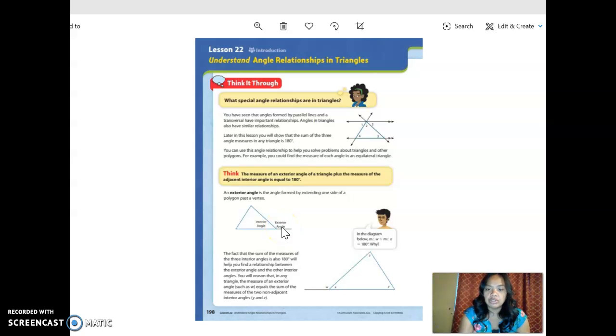It's also 180 degrees. Okay, it says right here in the diagram below, the measure of angle W right here and angle X equals 180 degrees. How do you know? Because it forms a straight line. So this exterior angle with that interior angle forms a straight line. Okay, I think I went a little too far here, so I'm going to have to go backwards to get to where we need to be.